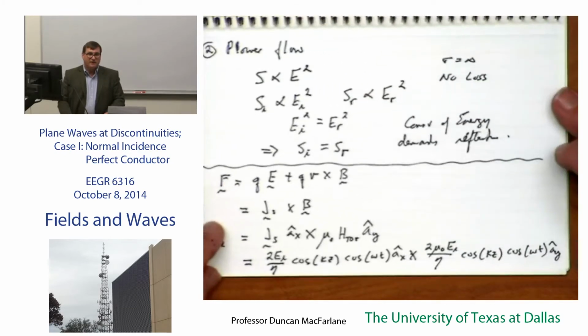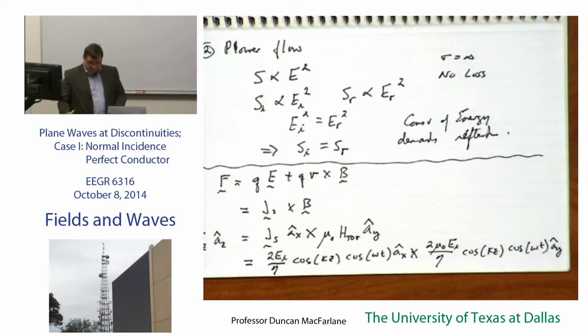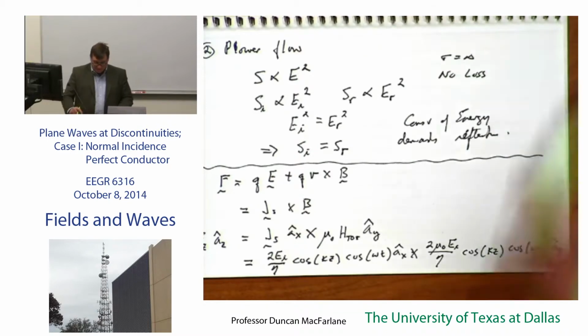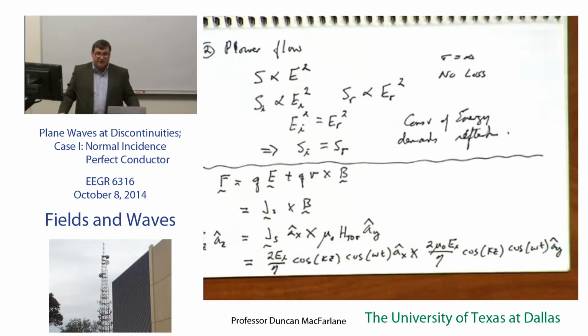Can you see that? So 2E_I over eta, cosine kz, cosine omega t, a sub x. That's my J sub s, that's my current that we've derived. And the H field, 2 mu naught E sub I over eta, cosine of kz, cosine of omega t.